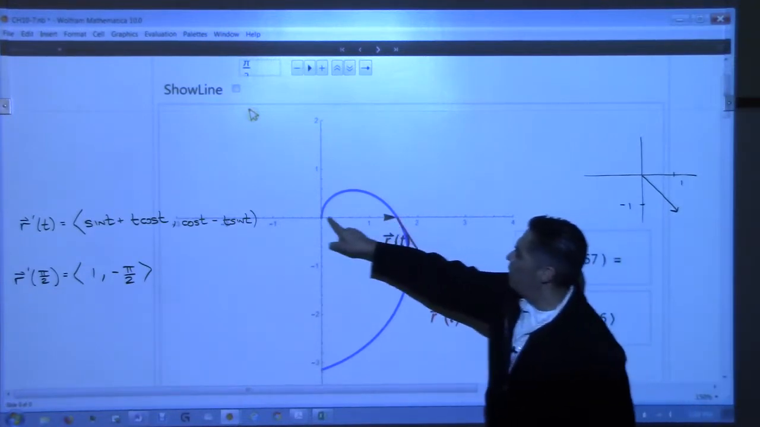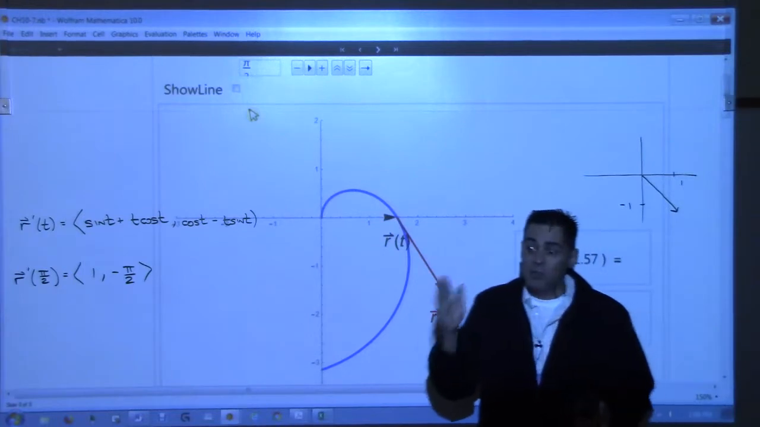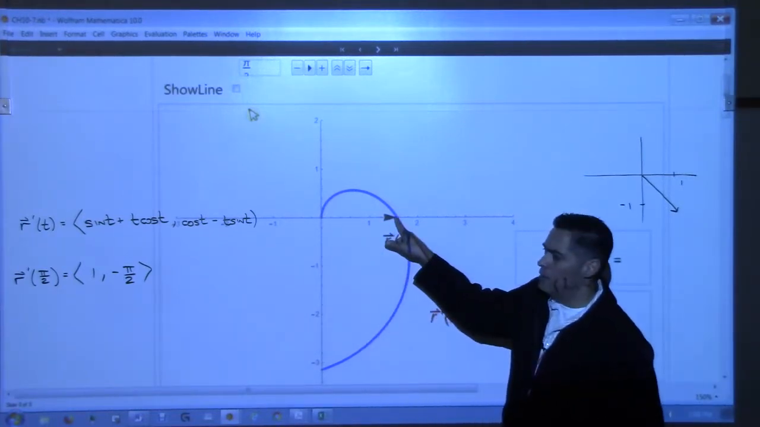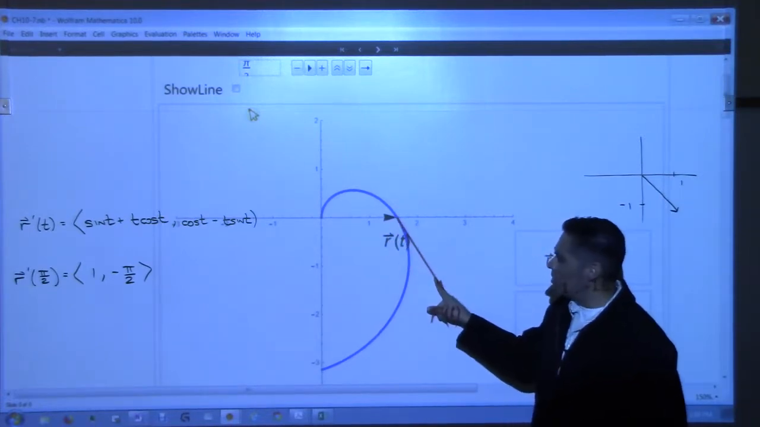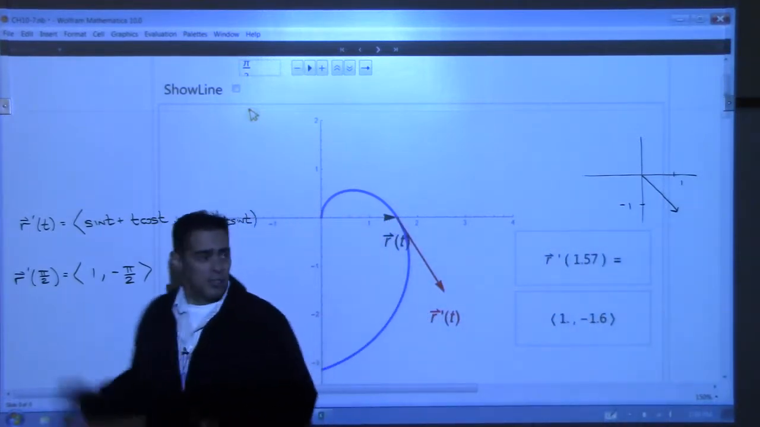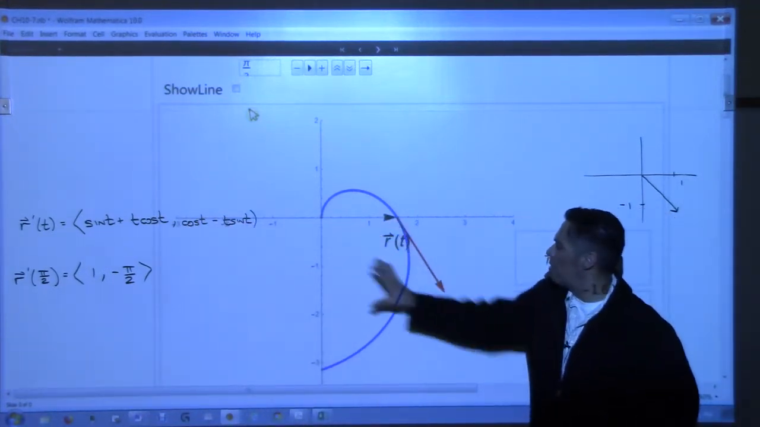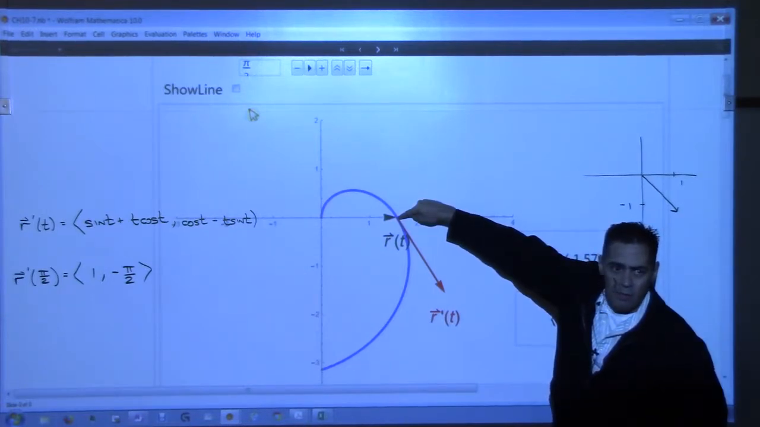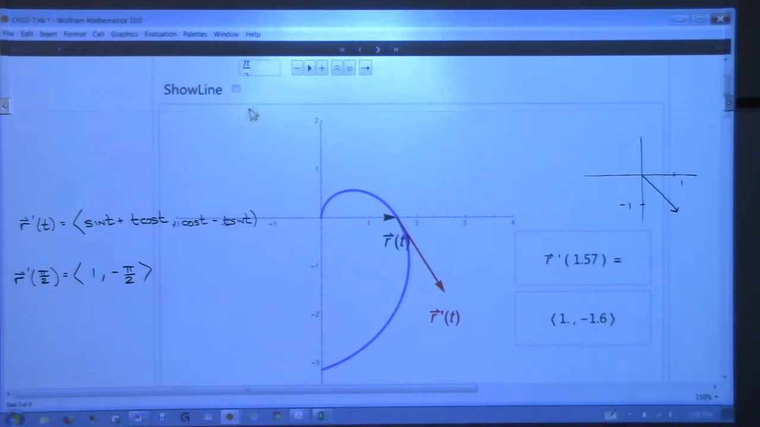Okay, so this black arrow, that black vector, is the original vector function. It's telling us where to point onto the curve. So that's r of pi over 2. But then the red vector is this vector which I drew over here, but now we've moved it from here over so that it starts out where this point is on the curve. And you notice that that vector appears to be tangent to the curve.